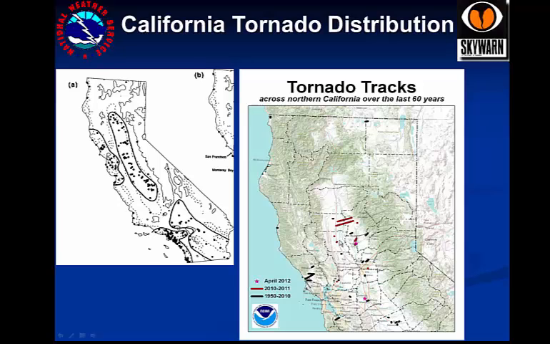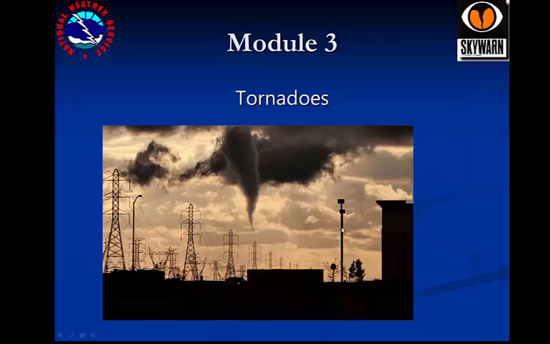Most of the tracks are short, as the typical tornado in this area is short-lived and does not go a long distance. Notable exceptions are two tornadoes which tracked from Glenn County into Butte County back in 2011. These tornadoes each lasted more than an hour, which is very rare for Northern California. This ends Module 3 on tornadoes.